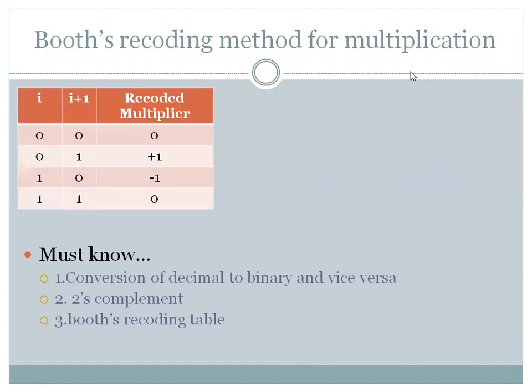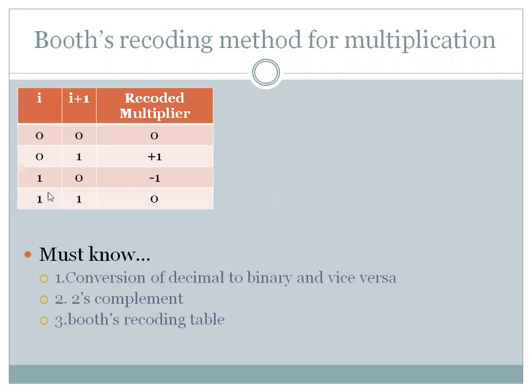Let me show how. In Booth recoding, we are comparing 2 bits at a time. That's why the first bit is said to be i and the next bit is said to be i plus 1. By comparing these 2 bits, the system will generate the recoded multiplier. If the 2 bits have the same value, it will generate 0 in the recoded multiplier. Take the first and last cases. What about the first value? It is 0. What about the next value? It is also 0. So the first and second bits have the same value.